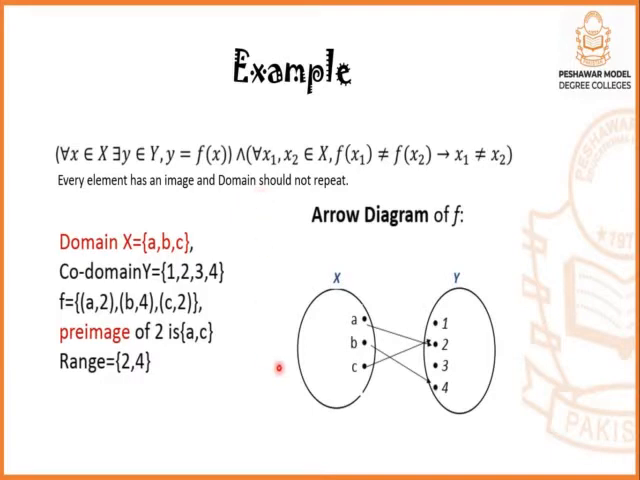Now consider this example. This is the function from X to Y. ABC is the domain and codomain is 1, 2, 3 and 4. Now if we want to find whether it is a function or not, we are also going to find the range. First we see that every element of X has some image and the image is 2 and 4 and the pre-image is A, B and C. So this is a function. Now to find the range, we see that only 2 and 4 have pre-images. 1 and 3 do not have any pre-image. It means range is equal to 2, 4.